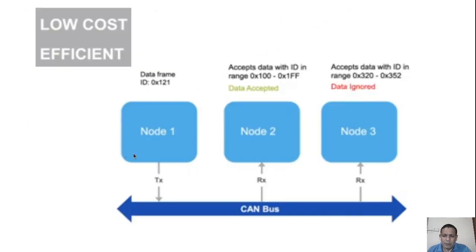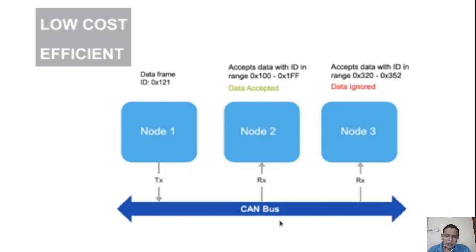So this is a node. This is a node. This can be a power steering. Node 2 can be a power window, and node 3 can be an airbag. And the advantage of CAN is that it is very low cost and efficient. And we are using a CAN bus for communication.